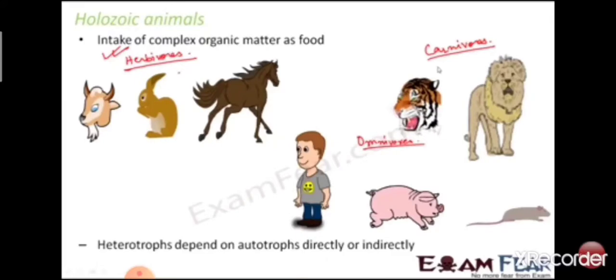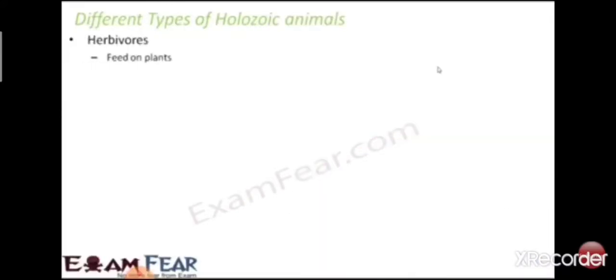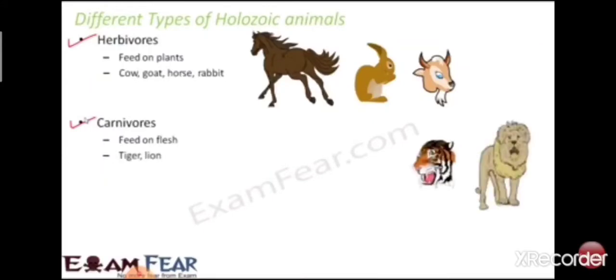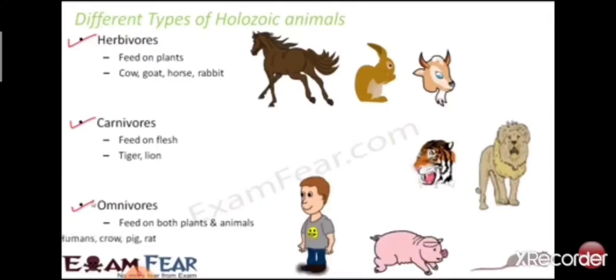So the first category was herbivores, which feed on plants like cow, goat, horse or rabbit. Next category is carnivores, which feed on flesh like tiger, lion. And the third category is omnivores, which is a combination of both. That is, they feed on plants also and they feed on animals also. And the examples are human, crow, pigs, rats, etc. So these are all different types of Holozoic animals.